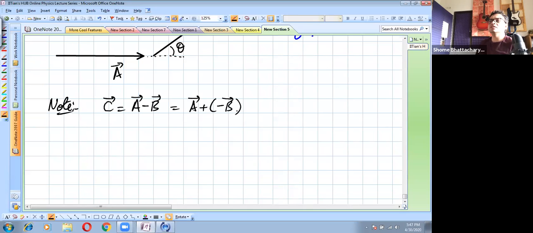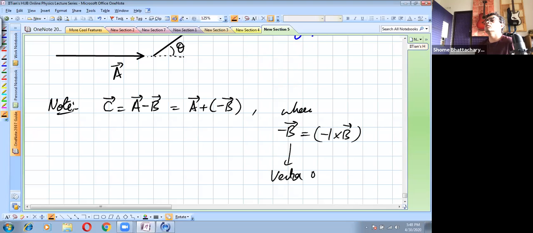In fact, we've done a question earlier based on this from worksheet 1 or 2, where we had used this. So now we'll understand the formula officially. Now the question is, what is the vector minus B? Minus B is nothing but minus 1 multiplied by the vector B. In other words, it is a vector of magnitude same as the vector B, but direction opposite.